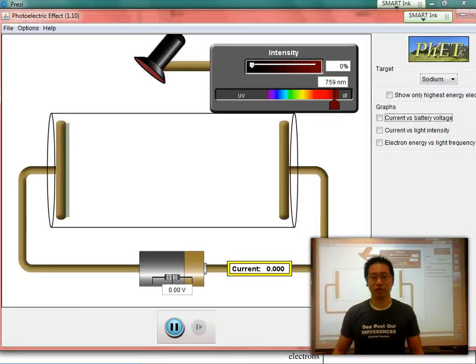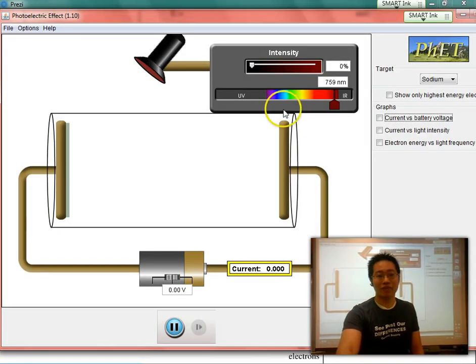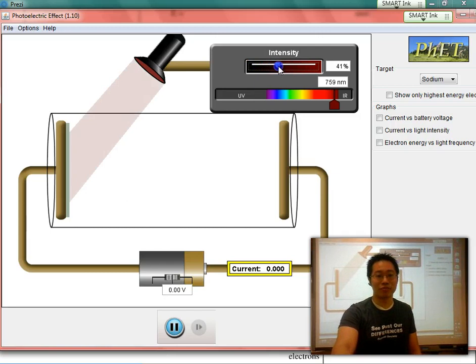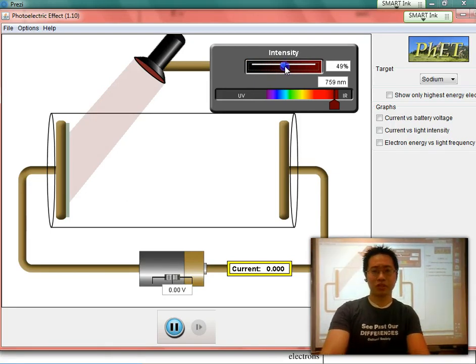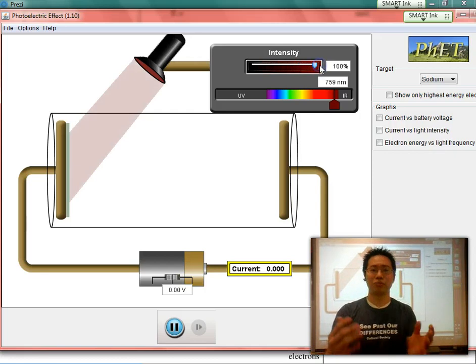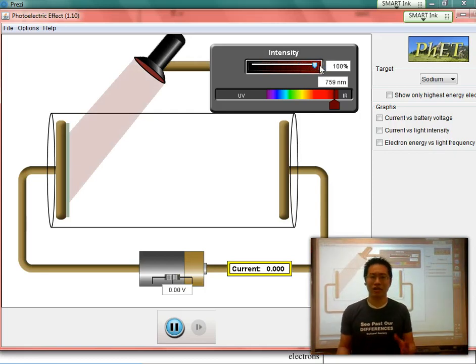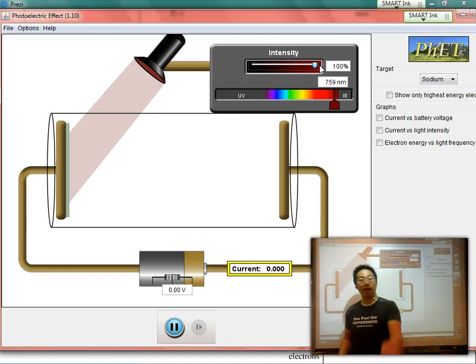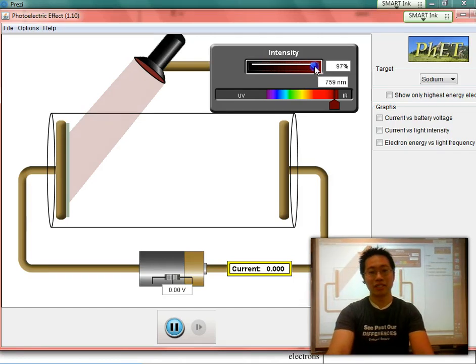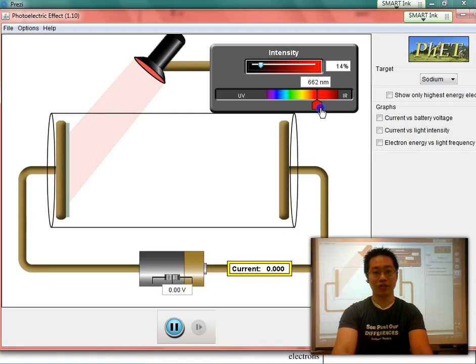So if we take a look at this model of the photoelectric effect over here, we have a lamp shining on a sodium surface. And when you increase the brightness of the lamp, you can see it's getting brighter and brighter and brighter, and nothing's coming out. No matter how bright you make this lamp, no matter how much supposed energy we're putting in, it wasn't working, and scientists were baffled.